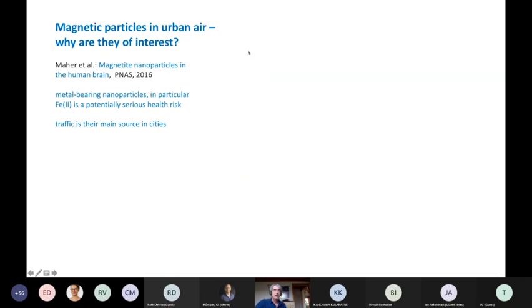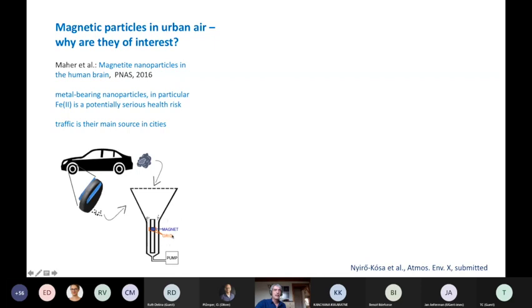Just very briefly, another atmospheric topic, magnetic particles in urban air. A few years ago, there was this paper by Barbara Maher about magnetite nanoparticles in the human brain. Actually, magnetic particles in the human brain had been found much earlier, but in this paper, the conclusion was that these must have come from outside. So somehow they managed to get through the blood-brain barrier, and they got into the brain from the air. So they might be pollution particles, and the source of these particles is traffic in the cities.